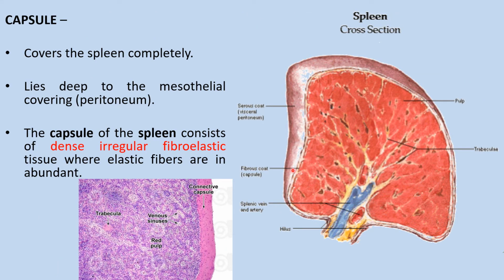Now let us come to the capsule. The capsule covers the spleen completely. It lies deep to the mesothelium, that is the peritoneal covering. The capsule of the spleen consists of irregular, dense fibroelastic tissue where elastic fibers are in abundance.